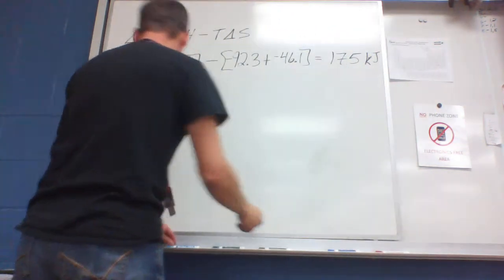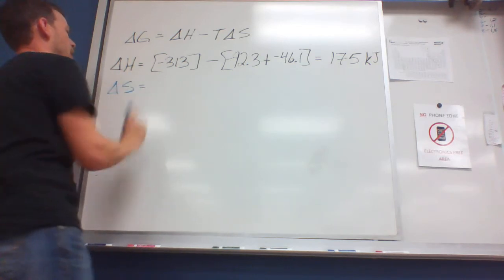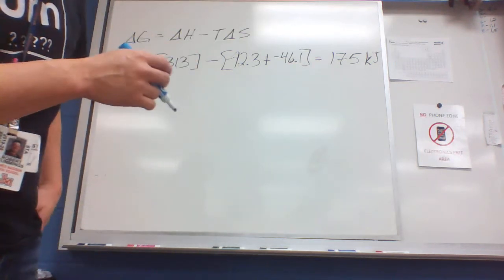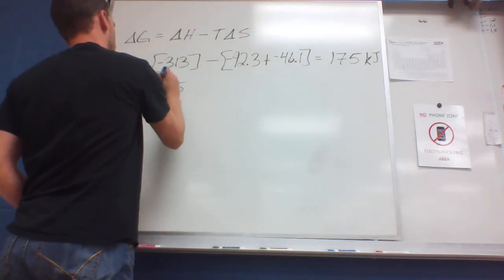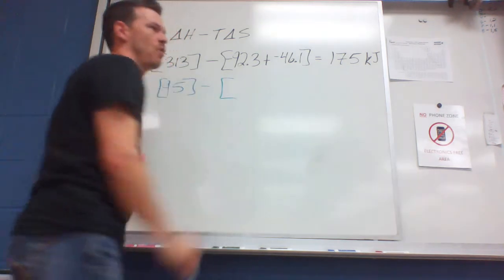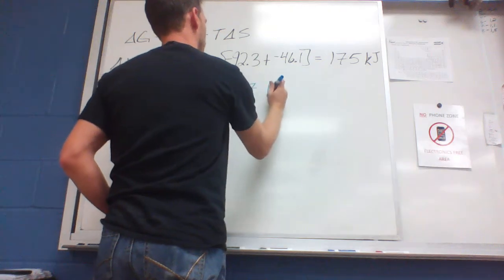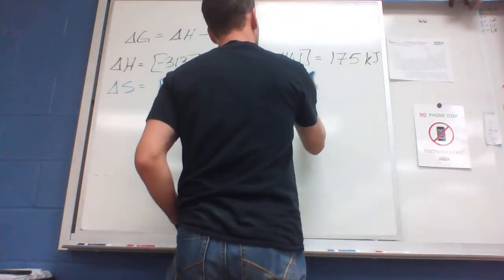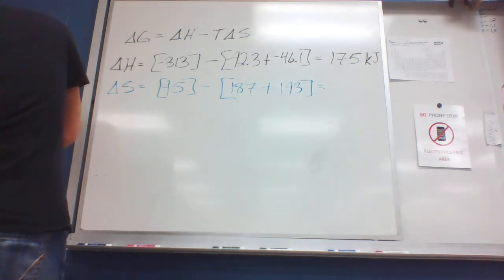Okay, so now let's find the delta S so we can put it in. Running the same type of values, we've got ammonium chloride at 95, minus, let's go over to the reactants, the HCl is 187, plus the NH3 of 193. And now we're going to get our entropy of approximately 288.